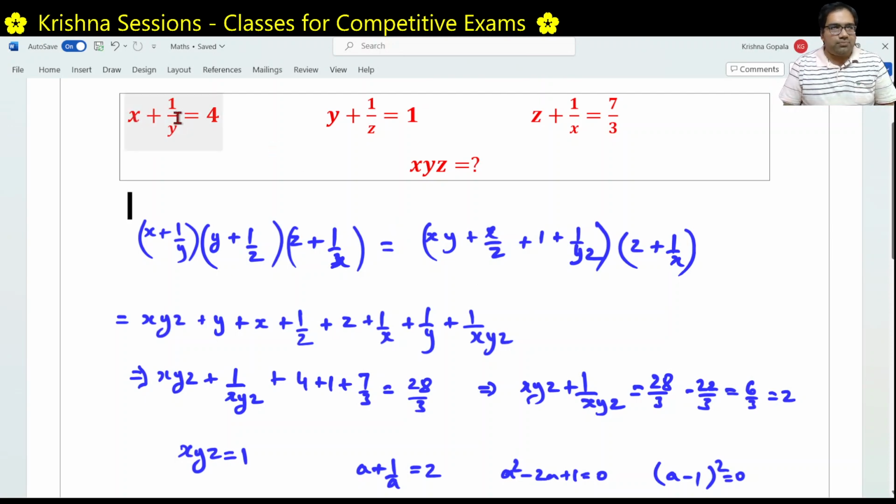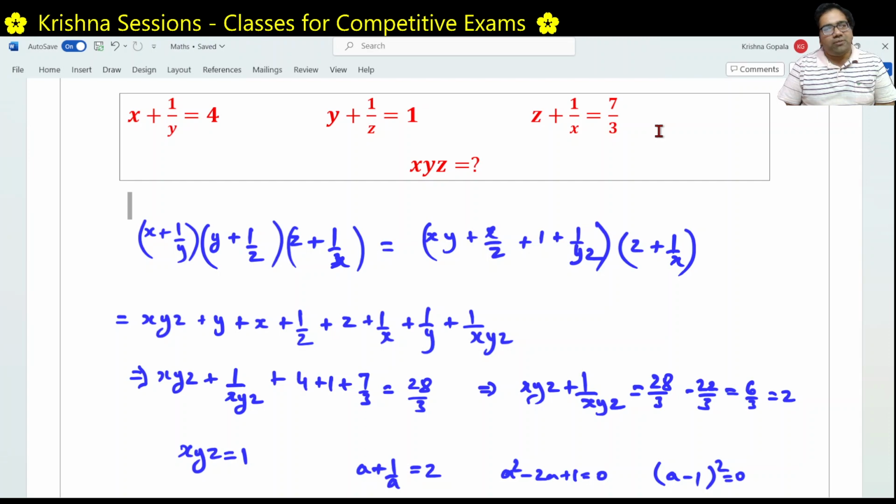Here, x plus 1 by y is given, y plus 1 by z is given, z plus 1 by x is also given. We have to calculate what is x, y, z. Right. We should not get worried when we face this kind of problems because all the three equations that were given are actually symmetric.